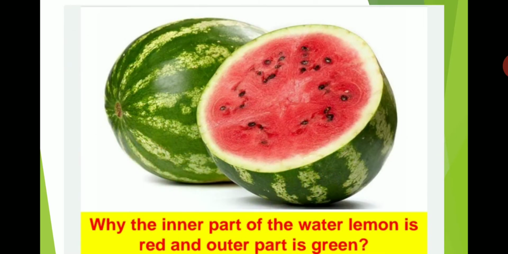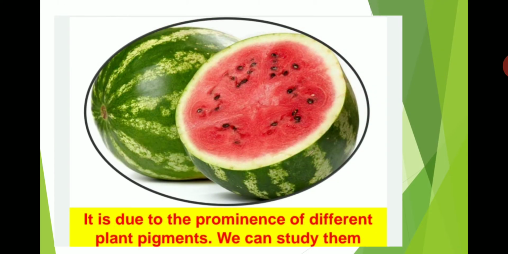You can see a watermelon here. Why is the inner part of the watermelon red and the outer part green? Can you tell the answer? It is due to the prominence of different plant pigments. So in this module, we can study about the different plant pigments.